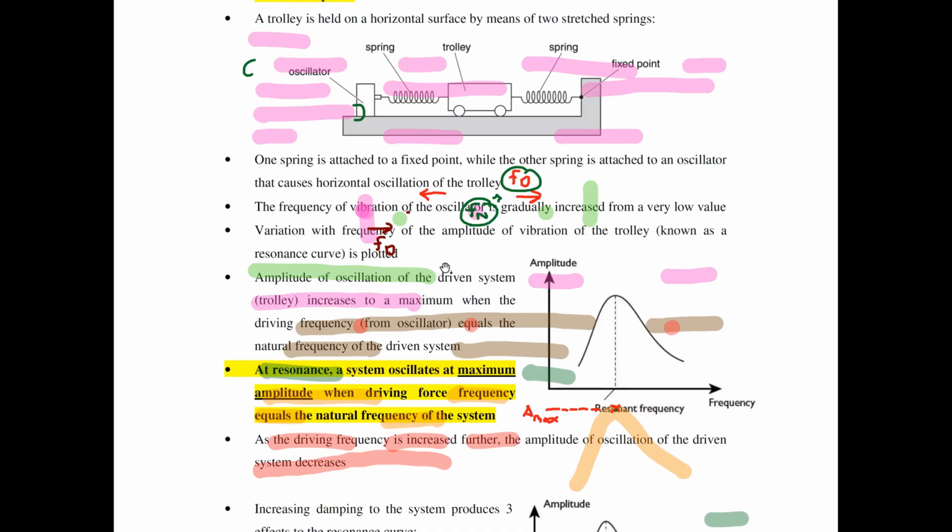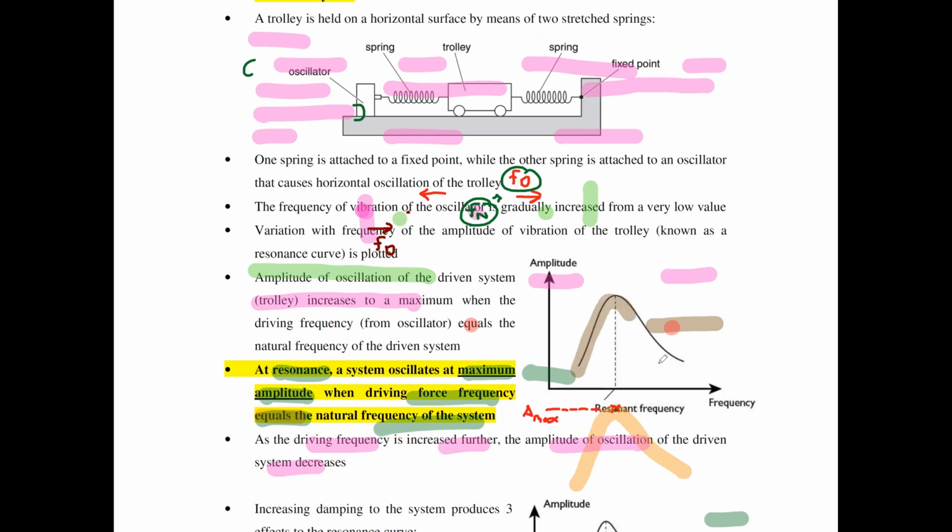To put it in a simpler explanation, at resonance, a system will oscillate at maximum amplitude when driving force frequency equals the natural frequency of the system. That is what resonance actually is. Now, after that, if you go and increase the driving frequency further, the amplitude of oscillation of the driven system will start to decrease. That is what gave you this characteristic curve here.